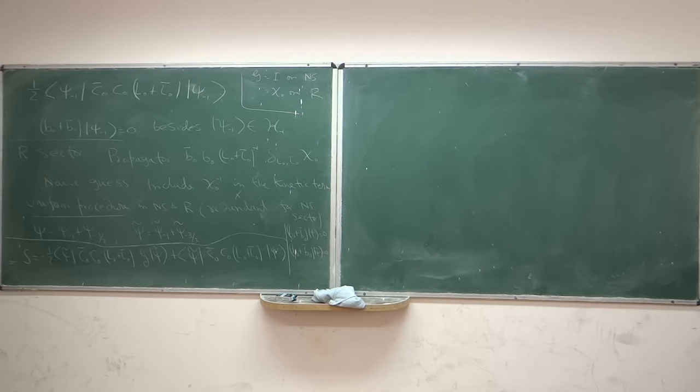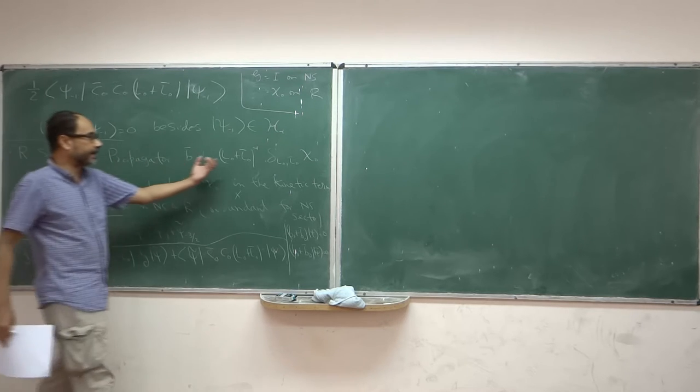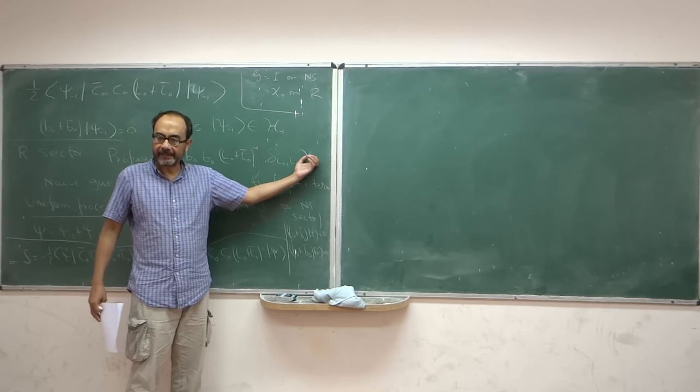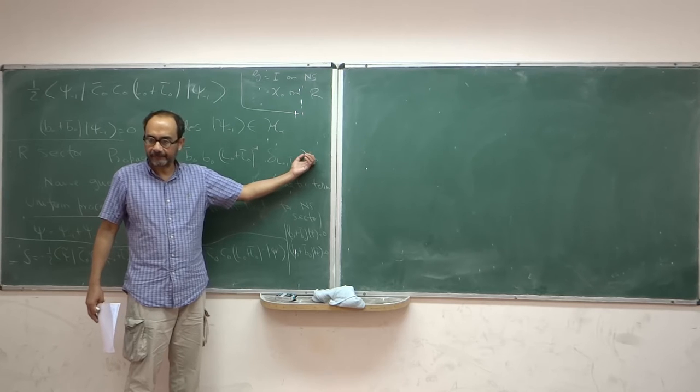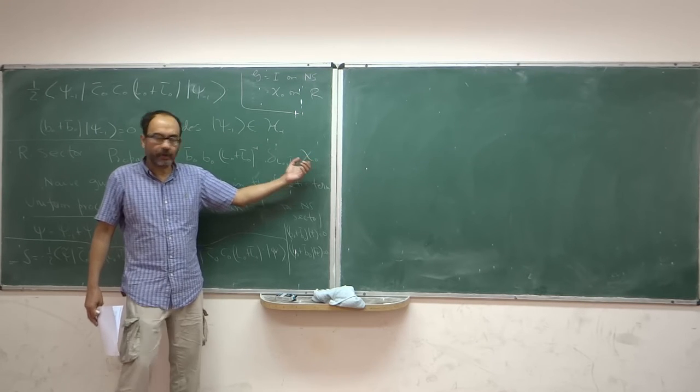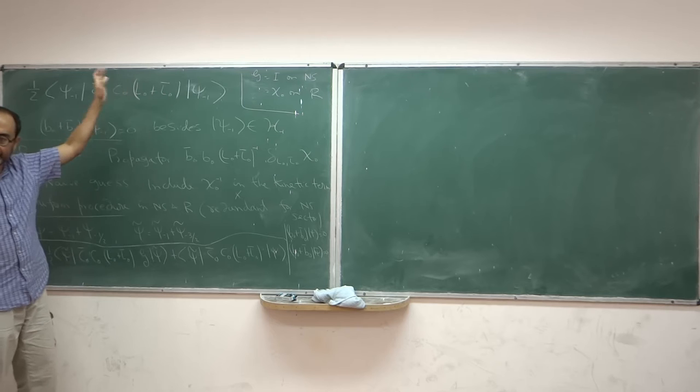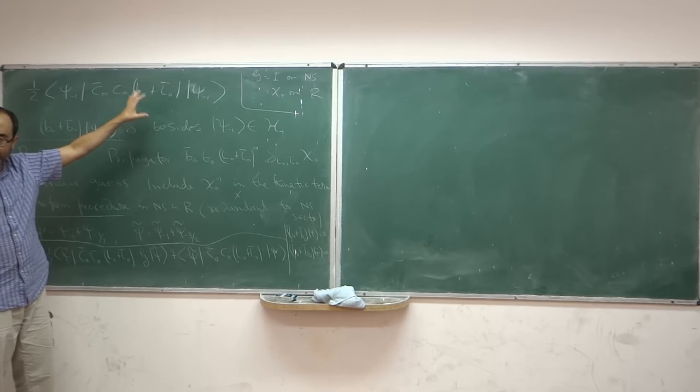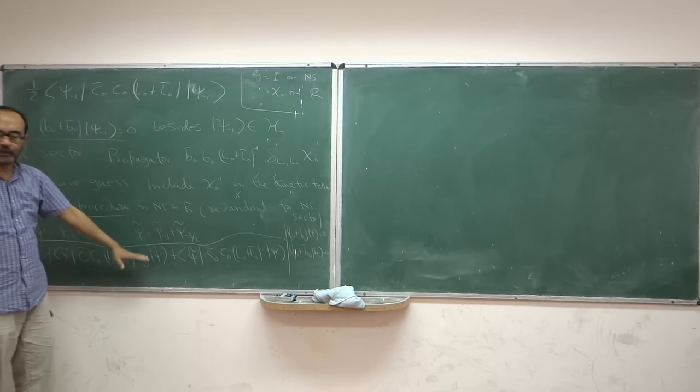To recover the NS sector action, we will set psi tilde to psi. No, we will not do that. We'll keep it like this. We will not have to recover that action. We will recover the kinetic term, with chi 0 replaced by identity in the NS sector and chi 0 in the Ramond sector. So that's what we will do. We will forget about this action altogether. This was for illustrative purposes.